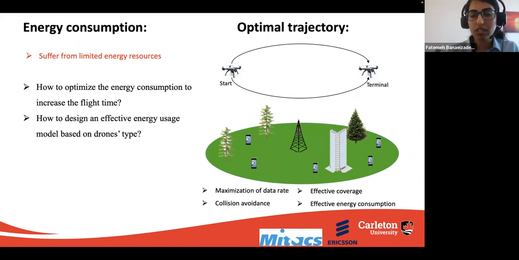Or sometimes the trajectory is designed to maximize the data rate for either the ground users or the UAVs or both of them. When the UAV is working as an aerial base station, for example, we have to design a trajectory to improve the coverage area for ground users. Sometimes we also design a different trajectory to decrease the energy consumption. Therefore, the trajectory designed for the UAV should be based on our defined goal, while the UAV is flying from the initial location to the terminal location.